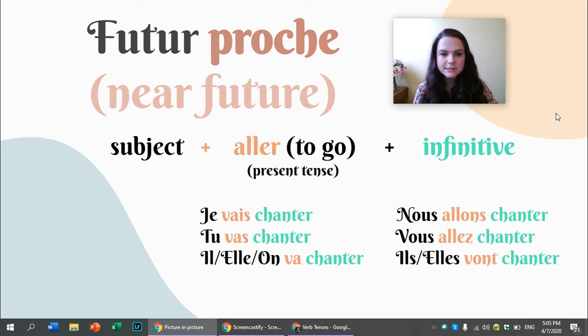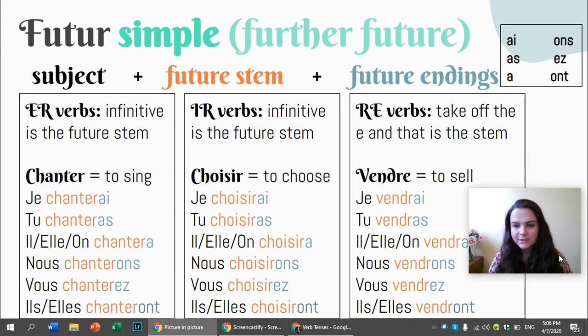So we'll have je, the subject, then aller conjugated with je, and then chanter is just the infinitive. You don't have to do anything to it. It's just there. The infinitive doesn't change for each subject. So all you need is aller and the infinitive, and then you're good to go. All right, let's move on and look at the futur simple.